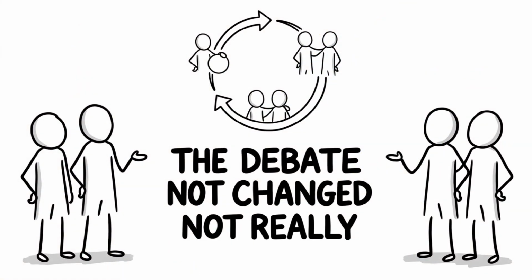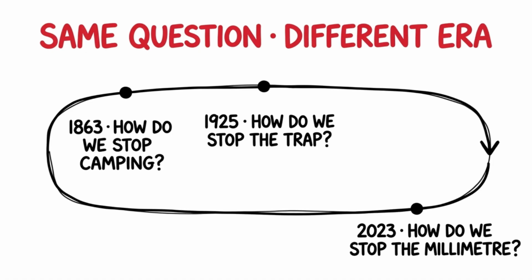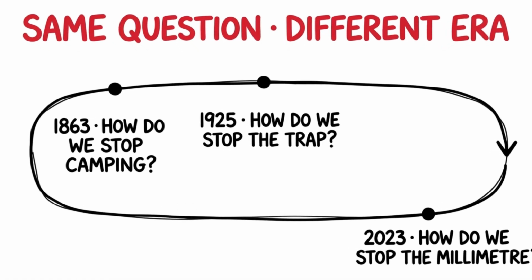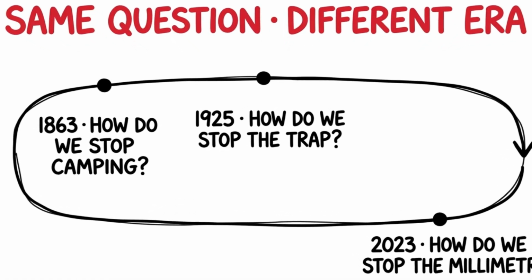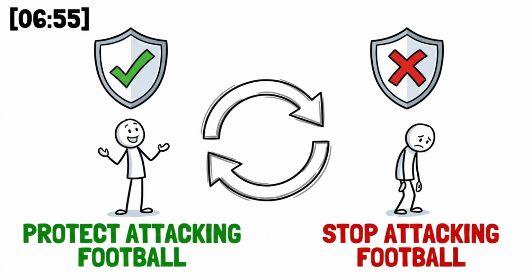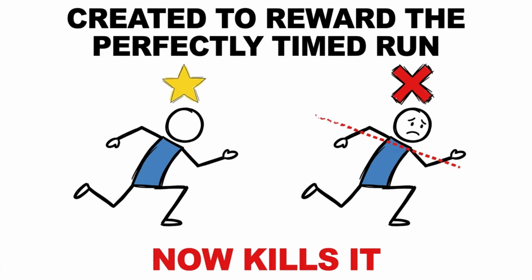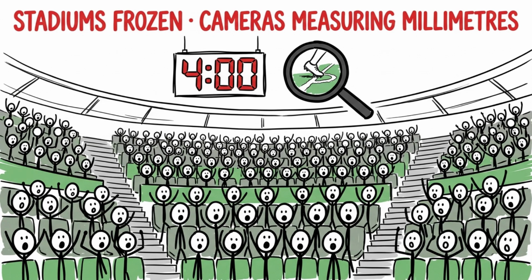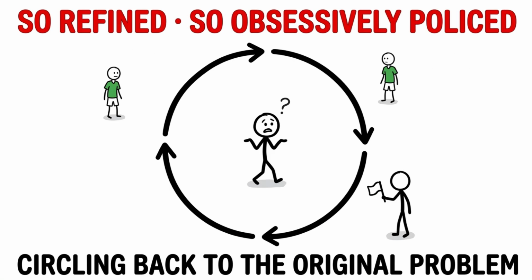Not really. In 1863, the argument was, how do we stop players camping near the goal? In 1925, the argument was, how do we stop defenders making attacking football impossible? In 2023, the argument is, how do we stop a technology so precise that it punishes players for the natural mechanics of the human body? The rule that was created to protect attacking football, to keep the game flowing, to reward the forward who timed their run perfectly, is now the same rule that freezes stadiums for 4 minutes, while cameras measure millimeters.